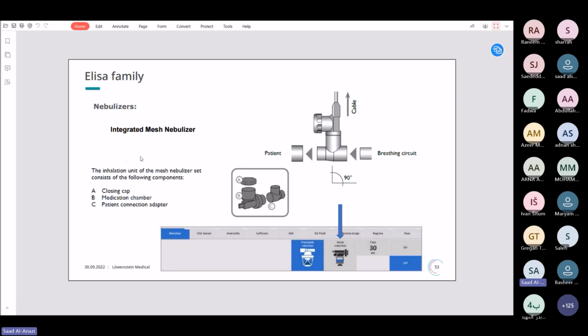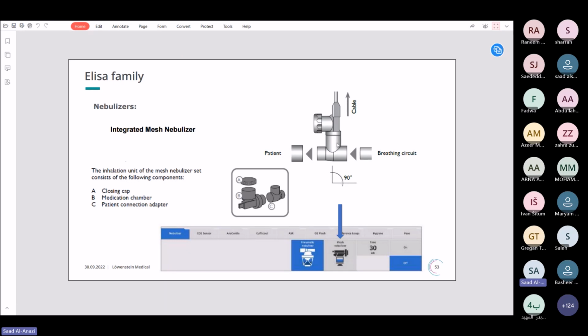Here you can see the mesh nebulizer, you can have it from the nebulizer function. In the main screen, you have a nebulizer. We have two nebulizer options, pneumatic nebulizer and mesh nebulizer. So it depends on what you are delivering to the patient.